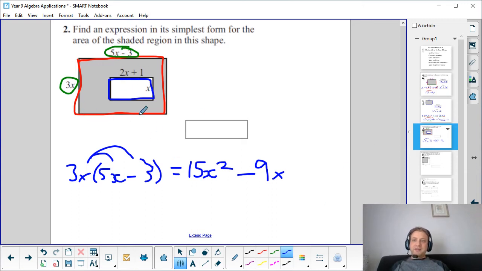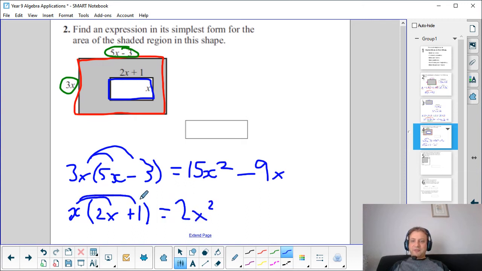So it's like I've got a big full backyard and I'm figuring out the area of my swimming pool or something that's going in it. So the actual area of that one there then, we're doing the same thing, right? We're going the length of it times its width. So the x will multiply into 2x, and we get 2x squared, and the x will multiply 1, and that's just x.